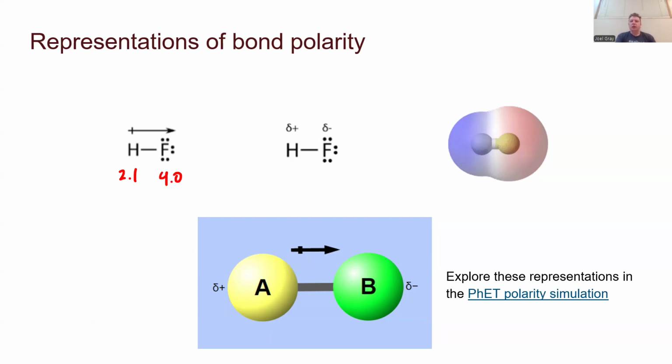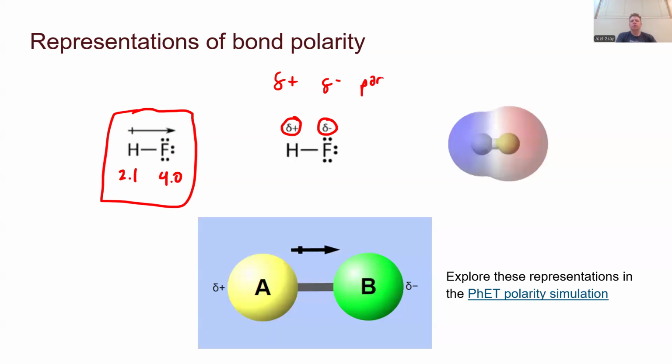Now, what that ultimately shakes out as is something like this. We have HF, and we have these symbols right here. These two symbols, this snake-looking structure, are delta positive and delta negative. These indicate partial charges, partial negative or positive. So whenever we draw an atom, we put this partial negative symbol over the more electronegative element, and this delta positive symbol over the less electronegative element.